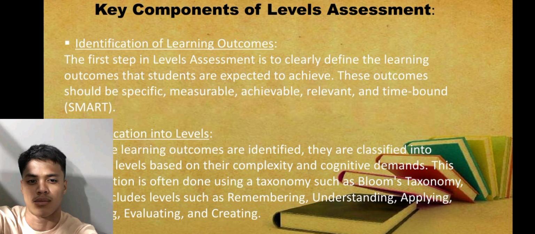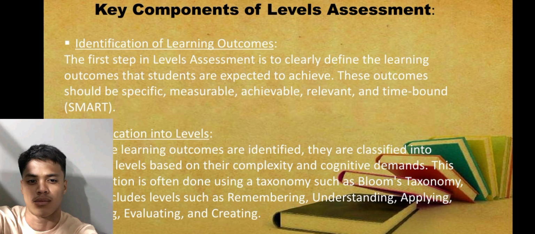First, we need to define what is identification of learning outcomes. The first step in levels assessment is to clearly define the learning outcomes that students are expected to achieve. These outcomes should be specific, measurable, achievable, relevant, and time-bound, or SMART. And next is classification into levels.